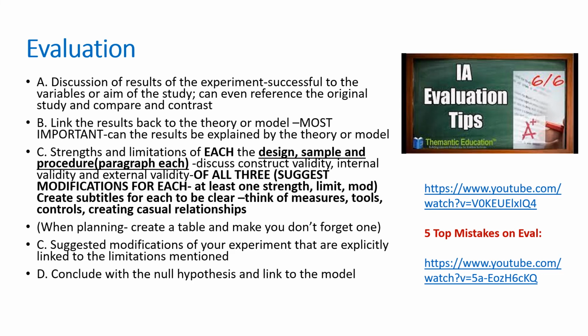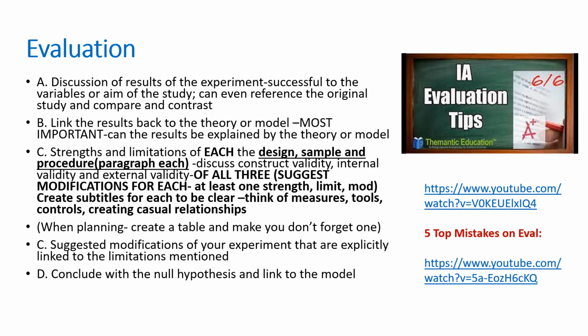The next and most important thing is talking about strengths, limitations, and modifications. For each of the three, you cannot leave out one of these: design, sample, and procedure. You're going to use internal validity, external validity, and construct validity type things to discuss that. You must have at least one strength, one limitation, and one modification for each design, sample, and procedure. Think about the measures, the tools, the controls, creating that causal relationship. How did your experiment do those kinds of things?